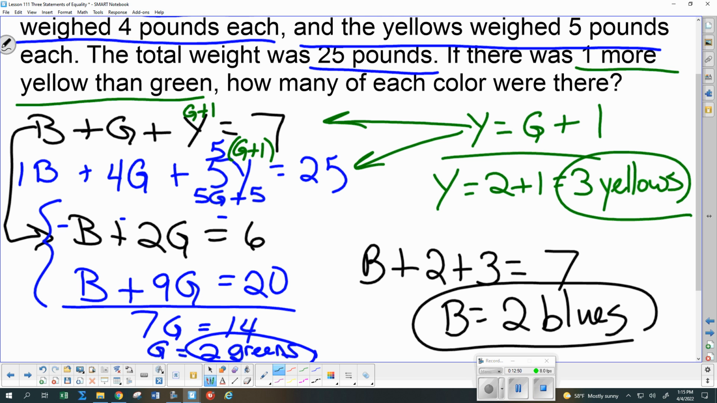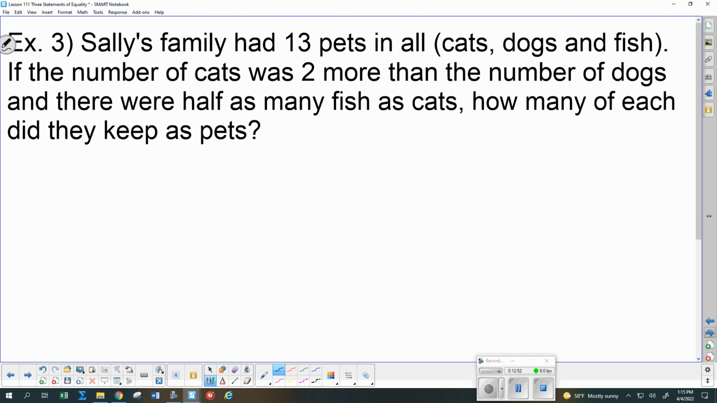All right, final example for today. I would like for you to write down all three equations and then stop. We'll solve it together, but see if you can come up with the three equations on your own for this. The first two aren't too bad. The one that's probably going to be a little bit tricky, we have another half as many as kind of equations. So be careful when you get to that one.